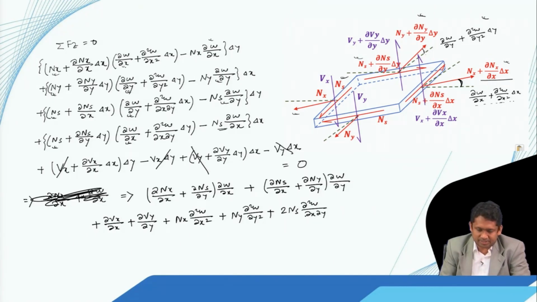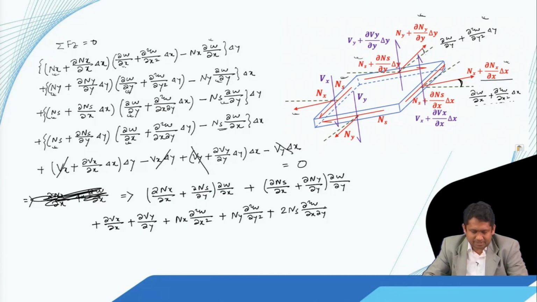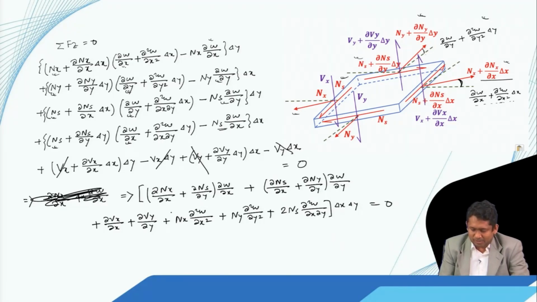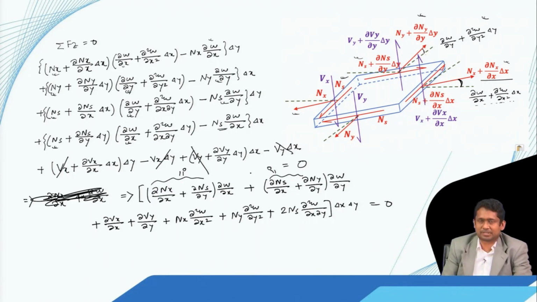Now these quantities are all multiplied with delta x delta y. So we have everything multiplied with delta x delta y, and that's equal to 0, and we know that this delta x delta y is not 0, so whatever is remaining, that's equal to 0. Now again within these quantities, this quantity is 0 we know from the in-plane equilibrium equation, and this quantity is again 0 we know from the in-plane equilibrium equation.